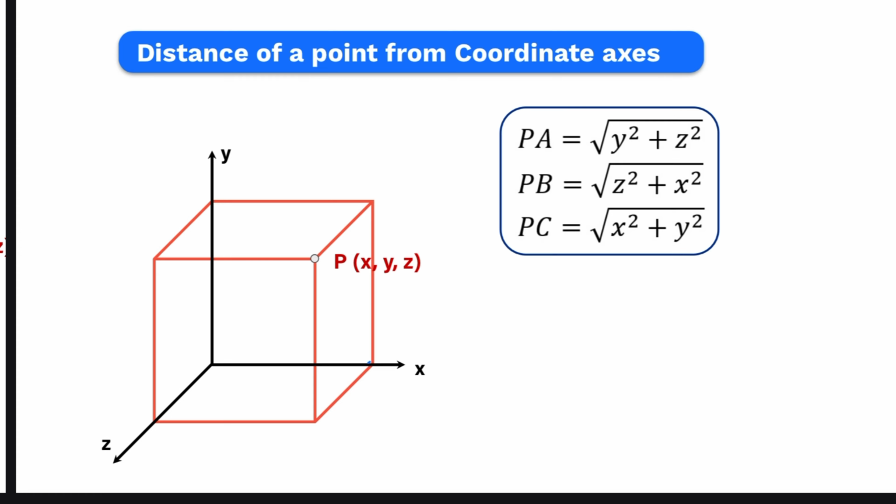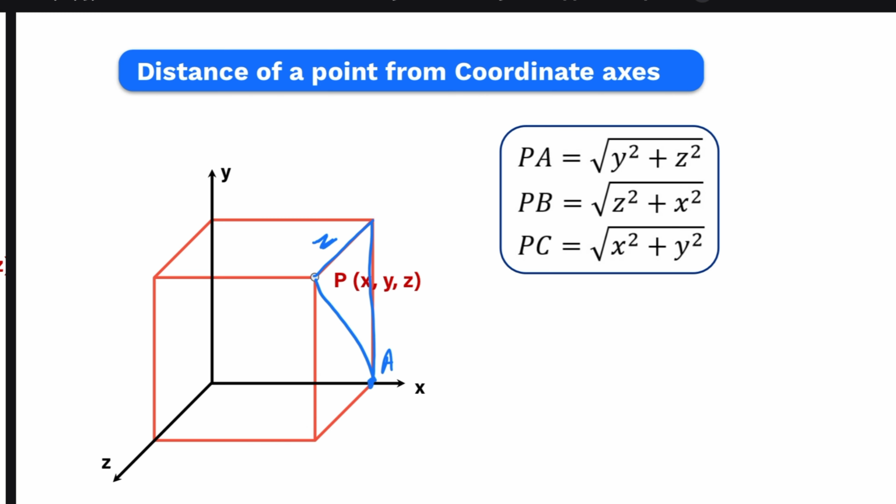So suppose this is the point A. Now if you need to find this particular distance, we have to take this distance and this distance and take the square root of their squares. So this will be z and this will be y. We just take the square root of the sum of the squares.